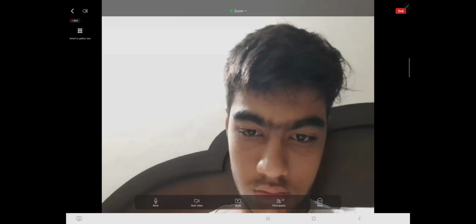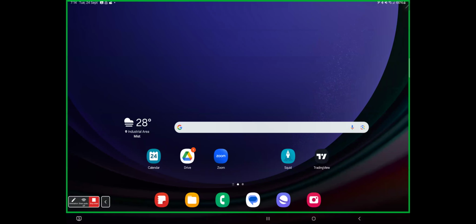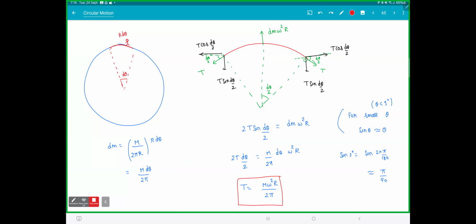So that's what can happen if you really rotate fast. And this is the tension there, omega squared by 2 pi. We did it for a ring, it's valid even for a disk also, it will be something similar. Clear with this?